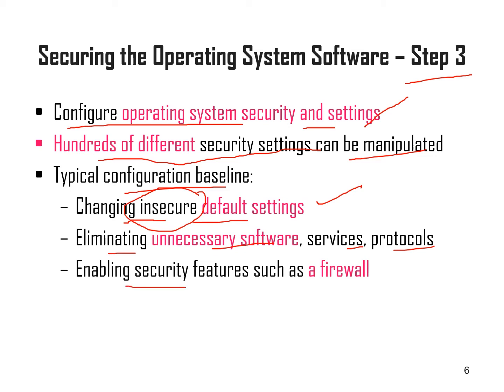Then enabling the security features such as a firewall. The firewall has to be enabled in each and every system. That is actually mandatory. And we have to enable the real-time protection of Windows Defender also, right? If you have installed Microsoft Windows 10, then Windows Defender should be enabled. For any version of operating system, a firewall is a common thing. So we have to enable security features such as firewalls.